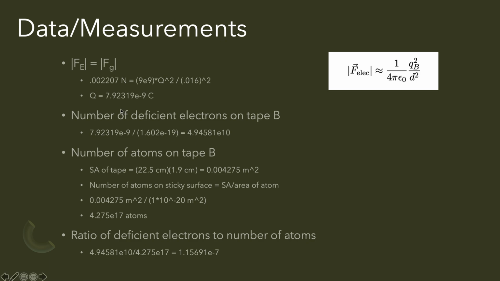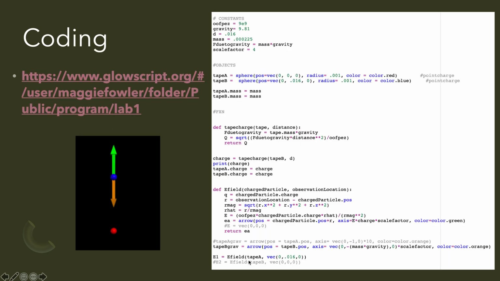And so then I took the total charge and divided it by the 1.6 times 10 to the negative 19 to find the number of deficient electrons on tape B, and then I found the number of atoms on tape B by taking the surface area of the tape and dividing it by the area of an atom, and so I got this number, 4.275 times 10 to the 17th for the number of atoms on tape B. And then I got the ratio of deficient electrons to the number of atoms to be 1.57 times 10 to the negative 7.